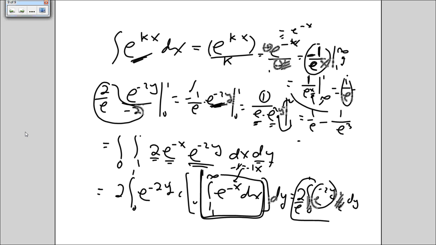Okay. And if you like, you can factor out a 1 over e. 1 over e times 1 gives me 1 over e. 1 over e times, or 1 times 1 gives me the 1. E times e squared gives me e cubed. Either one of those is acceptable.